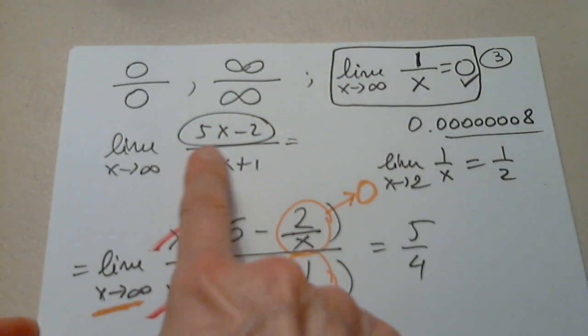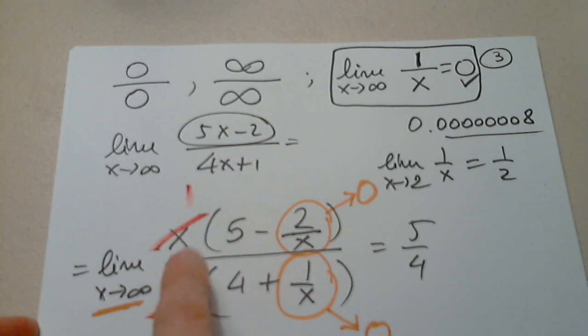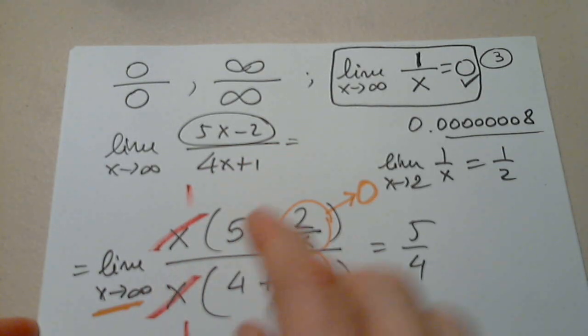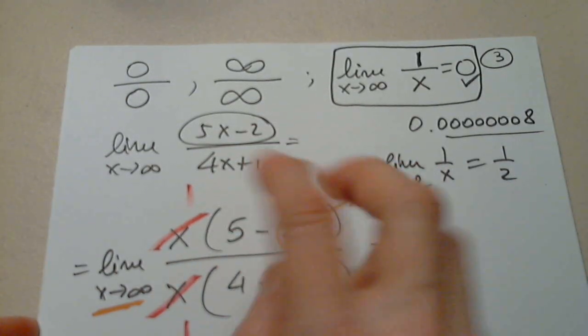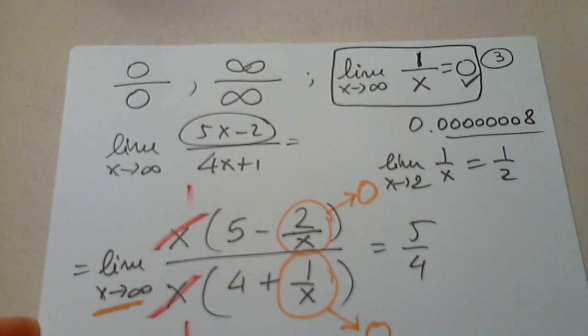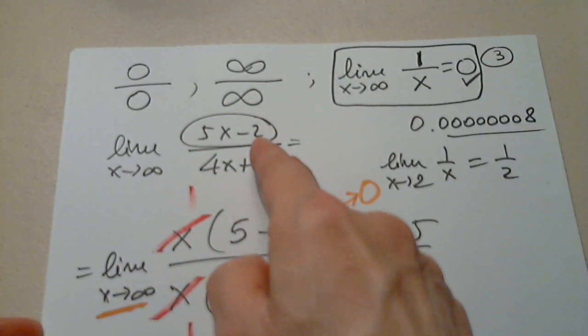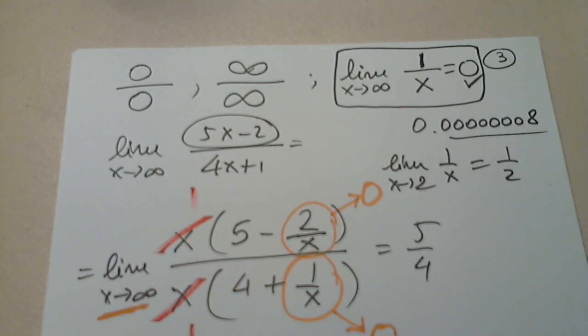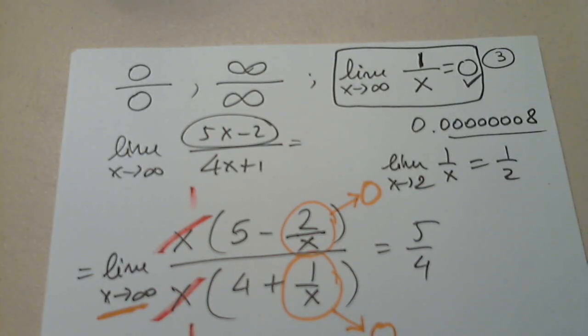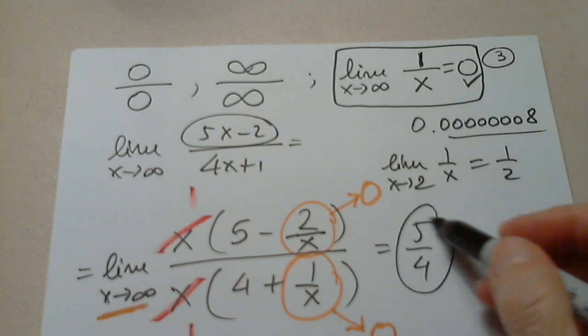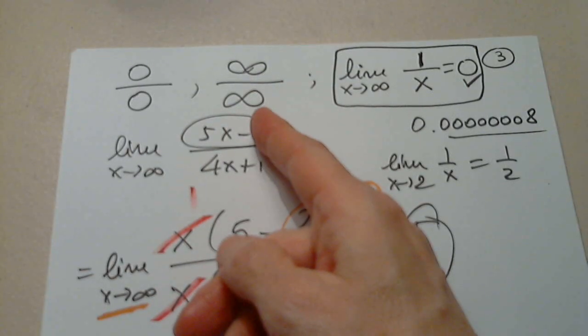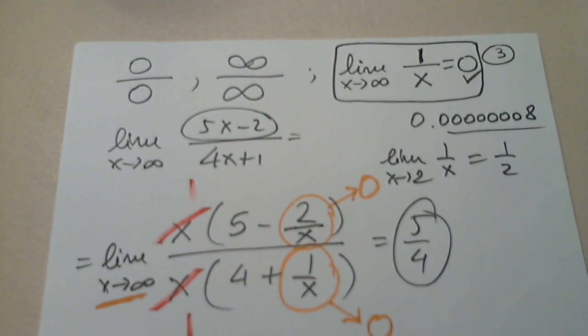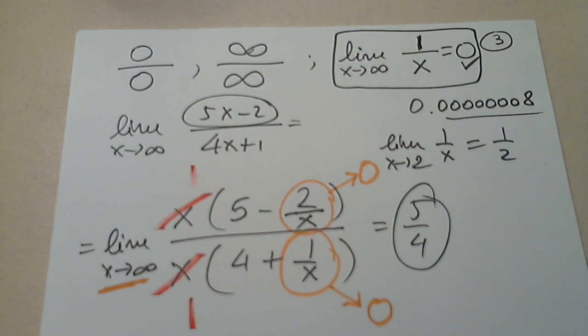X is not a factor here. Theoretically, I'm not allowed to do that. But as long as what I write here matches, I'm fine. So this times this is 5x, this times this is -2, this times 4 is 4, this times this is 1. So therefore the limit, in this case, is 5/4. And it was an indeterminate case. We didn't know anything about it.